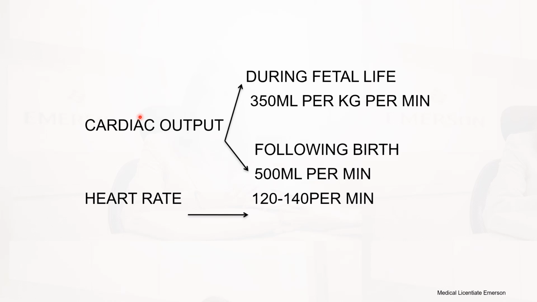This is what we are talking about, the cardiac output during fetal life: 350 ml per kg per minute. Then following birth, 500 ml per kg per minute. Then the heart rate goes from 120 to 140 per minute. Other teachers will tell you 120 to 160 per minute.